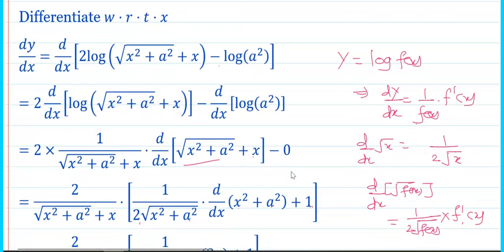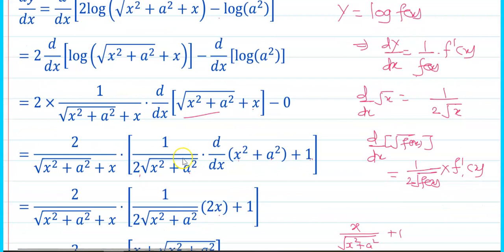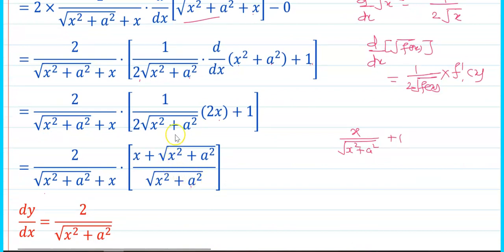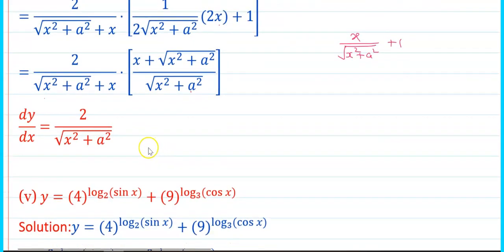Okay. Next, 1 upon its derivative into d/dx of this quantity as it is a composite, minus 0, the derivative of log of a square. The derivative of root of x square plus a square is 1 upon 2 root of x square plus a square into d/dx of x square plus a square. The derivative of x is 1. The derivative of x square is 2x upon 1 upon 2 root of x square plus a square into 2x. These two get cancelled. And next simplification, x upon root of x square plus a square plus 1. That's nothing but x plus root of x square plus a square upon root of x square plus a square. That gets cancelled and hence the answer.